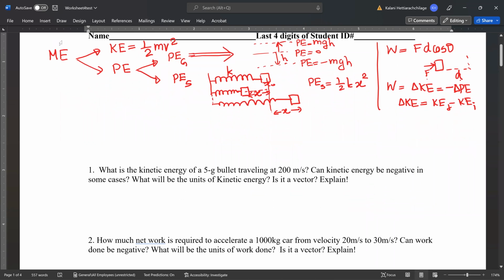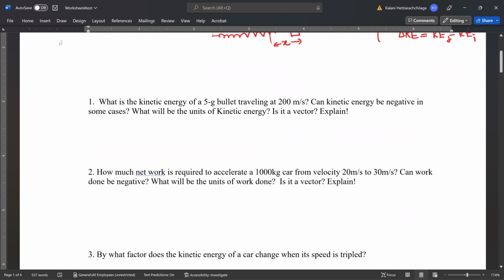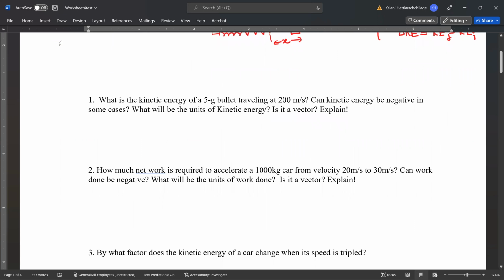This is where we're going to discuss those problems together. Okay, my first question asks for some simple calculations for you to understand the concept of the class. The first thing it asks is: what is the kinetic energy of a 5-gram bullet traveling at 200 meters per second? Can kinetic energy be negative?